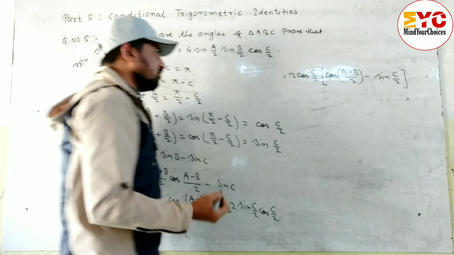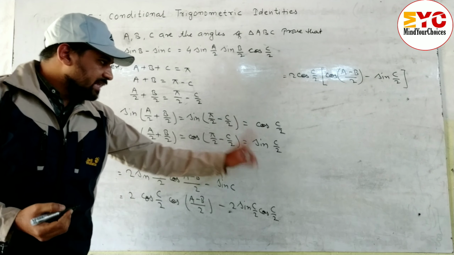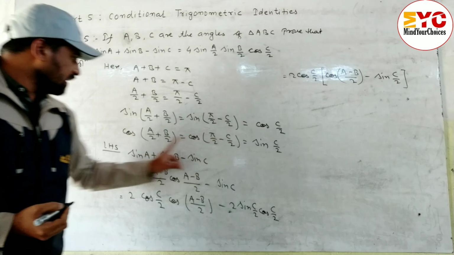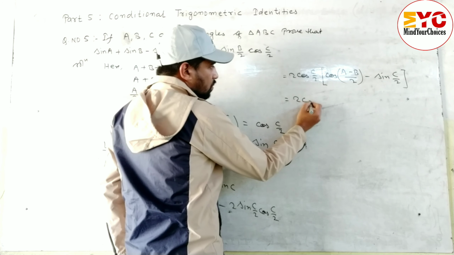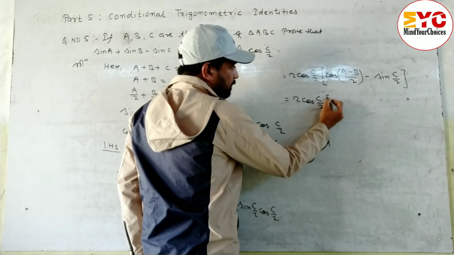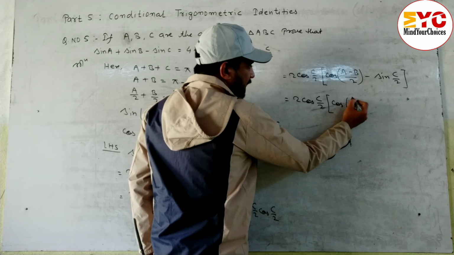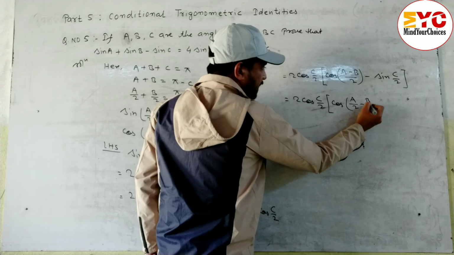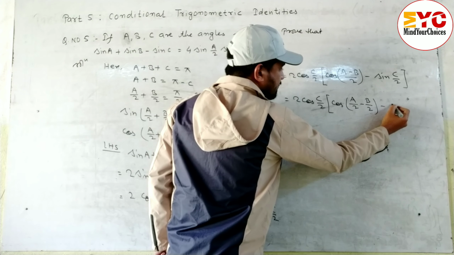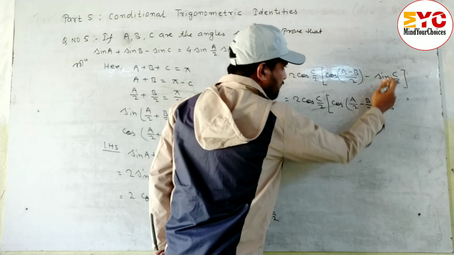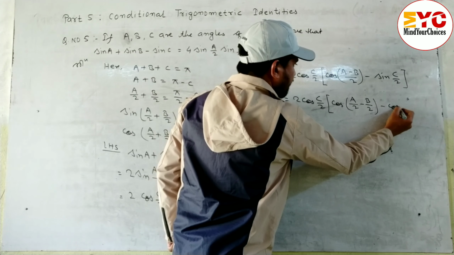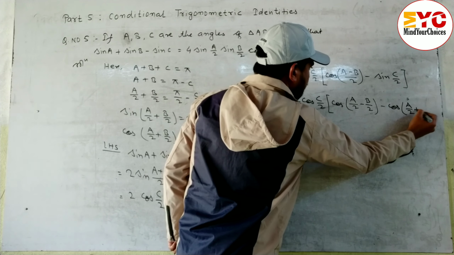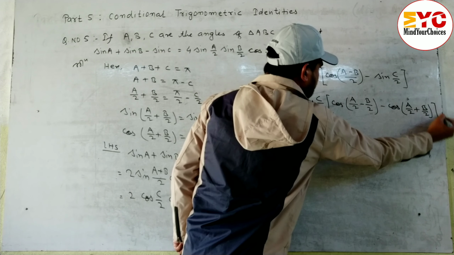Now we have to put the value of sine C by 2, and the value of sine C by 2 is cos of (A by 2 plus B by 2). So we can write 2 cos C by 2 times cos of (A by 2 minus B by 2) minus cos of (A by 2 plus B by 2).